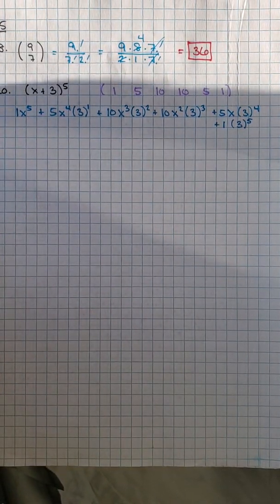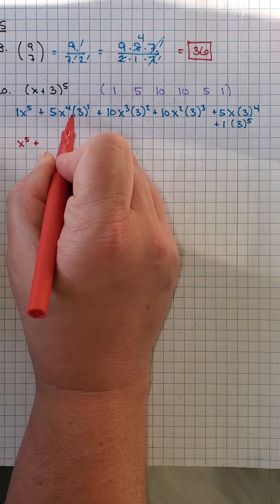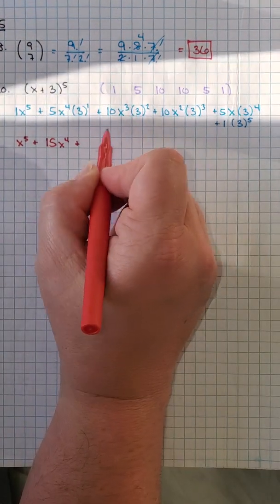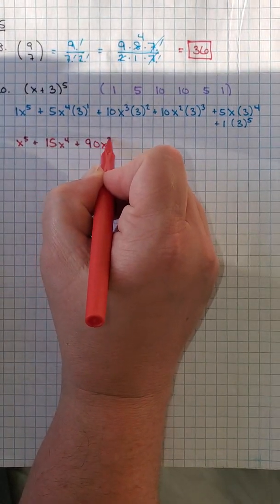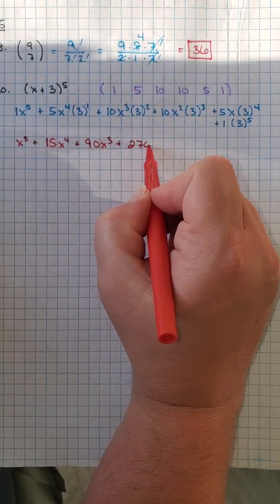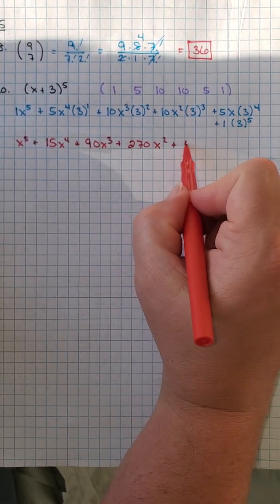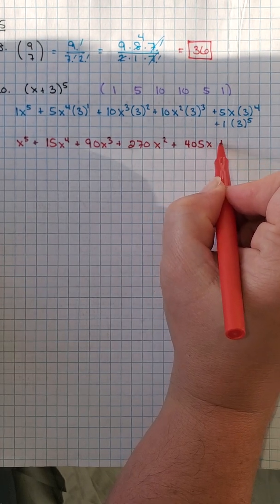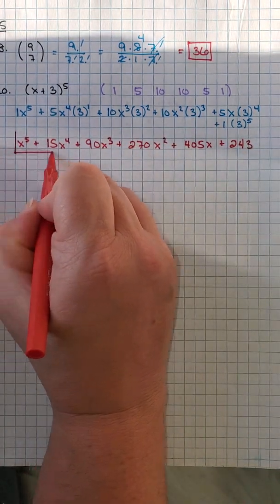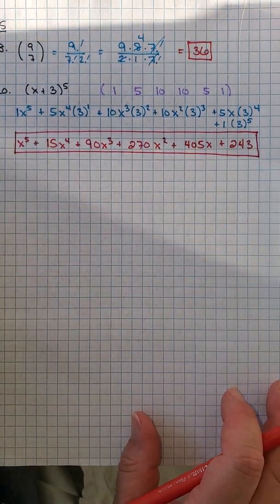Alright, so neatening this up, we have x to the 5th plus 5 times 3 is 15, x to the 4 plus 10 times 9 is 90, x to the 3rd plus 10 times 27 would be 270x squared plus 3 to the 4th times 5 is 405x plus, and then 3 to the 5th is 243. So that whole thing is your answer. That's x plus 3 expanded.